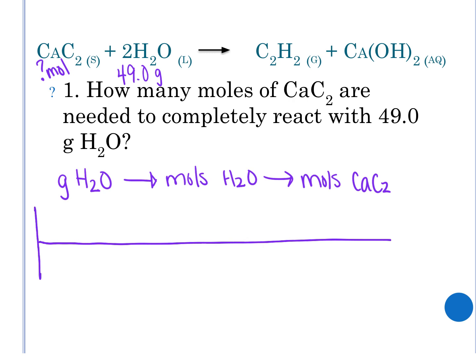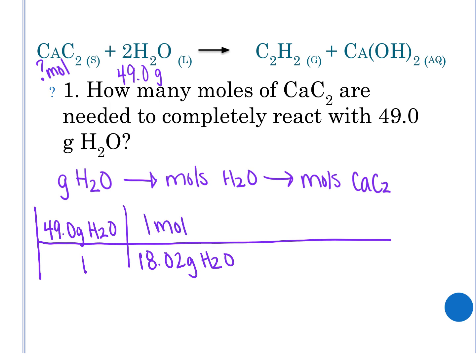Okay, so now we can do the dimensional analysis. What number goes in your first box? Okay, 49.0 grams of water. How do you convert from grams to moles? Okay, molar mass. What's the molar mass of water? Okay, so water is 18.02 grams. And now, what do you use to get from moles of water to moles of calcium carbide? Okay, mole to mole ratio.